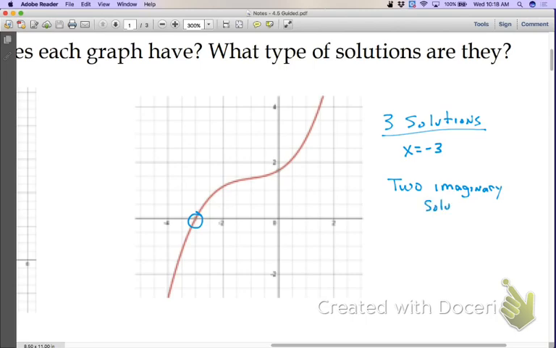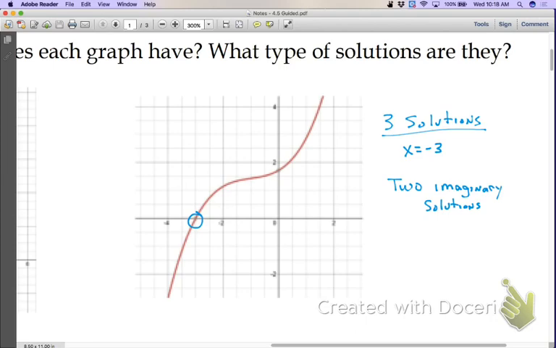Two are imaginary. Okay? You have to have 3 solutions. It's at least a cube. You see one of them. So if you don't have any other ones where it crosses the x-axis, then the other 2 have to be imaginary.